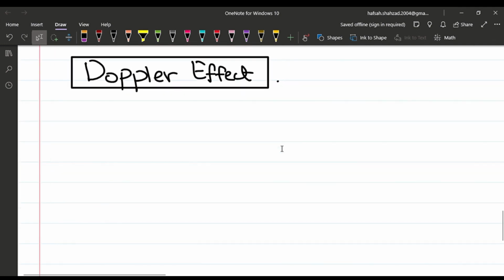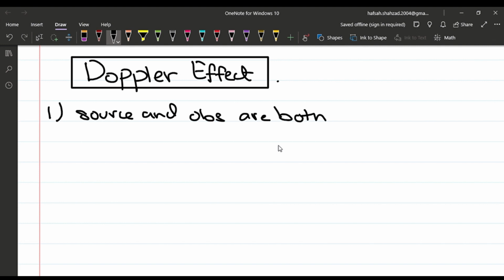Now let's suppose we have three conditions. I'll be giving you three particular conditions, and looking at what happens in each of them. The first condition is when the source and observer are both stationary. So what are the source and the observer?